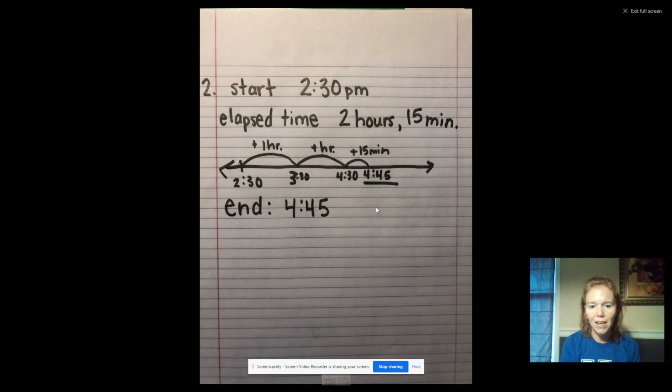So these are just some examples of how you can model out your problems, and this is what you should be doing as you work in your workbook page. If there's not enough room given to you on the workbook page, then you need to get a piece of scrap paper like I did, okay?